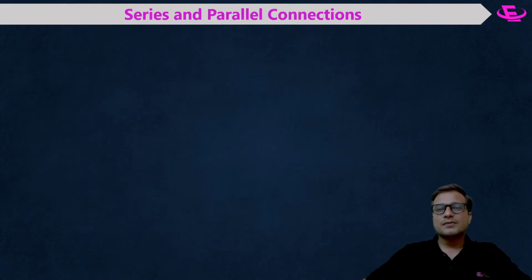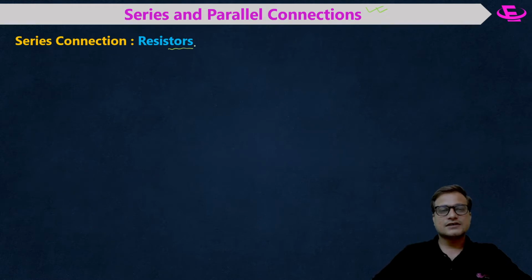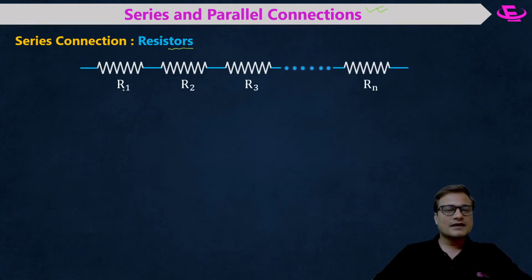Let's start with the very basic connection, that is series and parallel connections of different elements. So let's start with series connection of resistors. So what is a series connection? We can see that if the second terminal of the first element is connected to the first terminal of the second element, and again the second terminal of the second element is connected to the first terminal of the third element, so if the connection is made like this, then you can see a common current I flows through the entire circuit, the entire branch. So this particular connection is called a series connection.